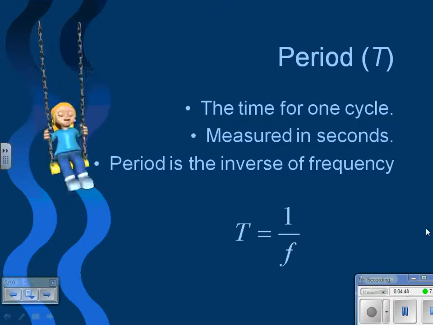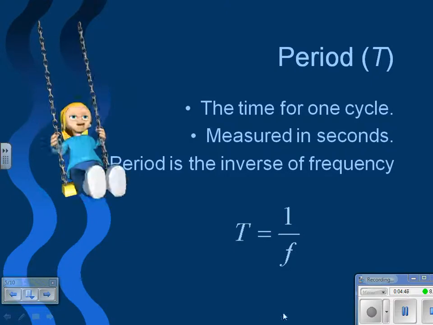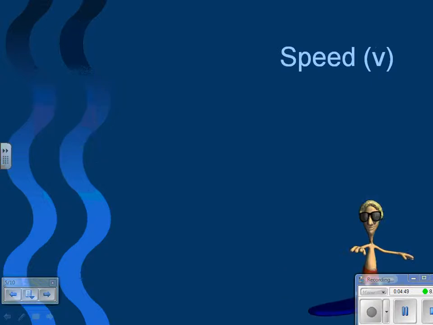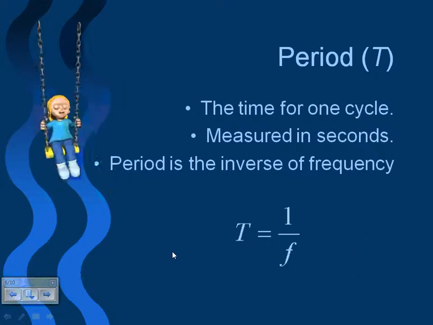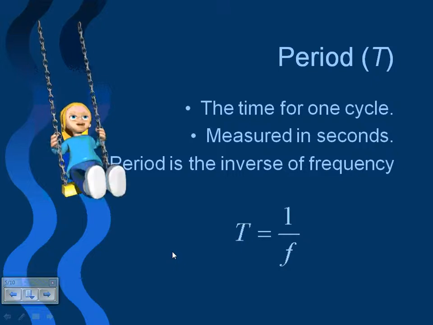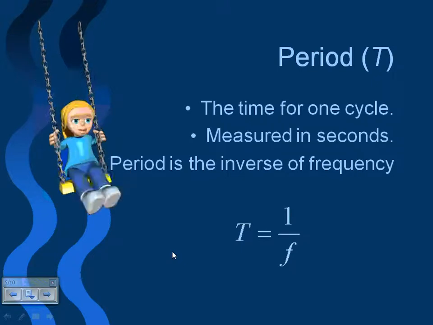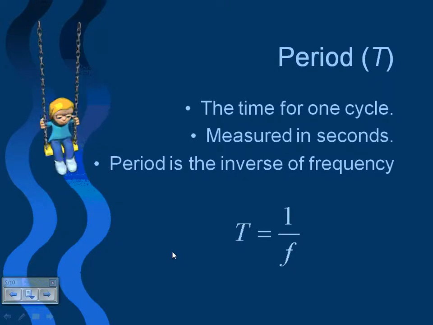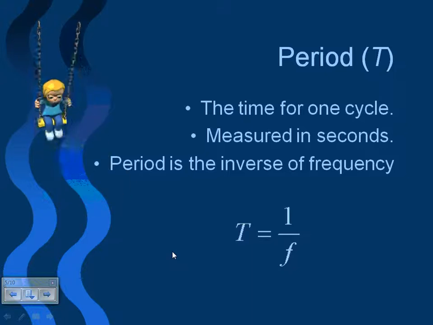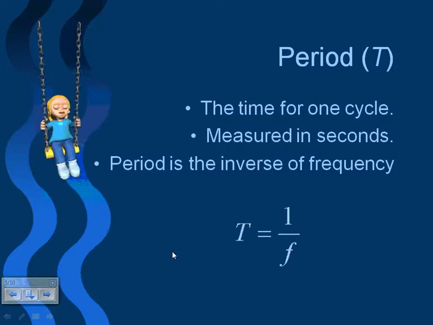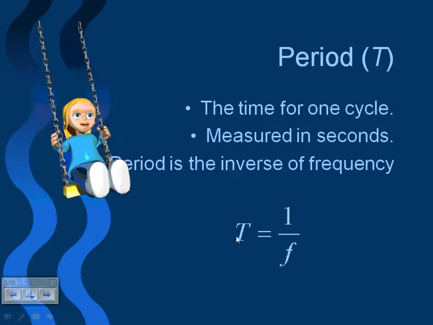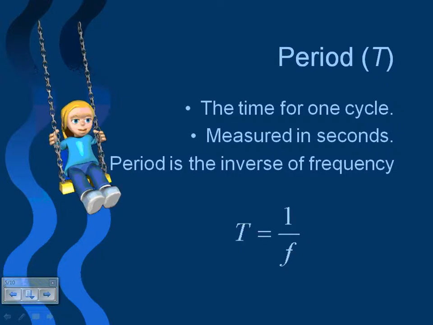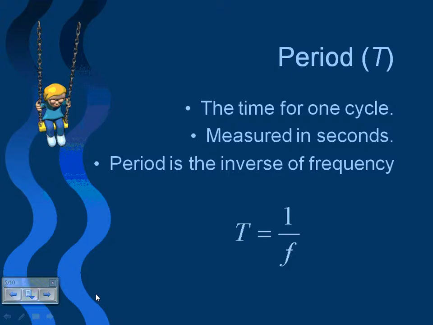So if we look at the example on the board here again, we had a frequency of 10 hertz. So every second, 10 waves go by. So how long does it take for one wave to go by? A tenth of a second, 0.1. And that's why its period is the inverse of frequency.